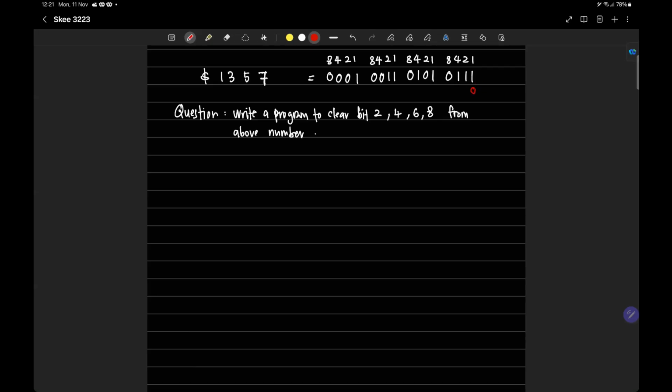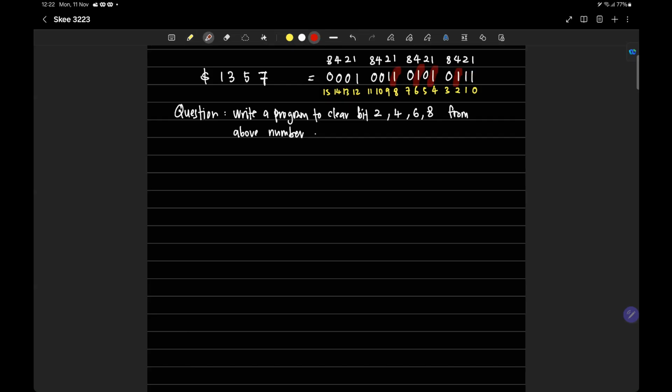So this is bit 0, 1, 2, 3, 4, 5, 6, 7, 8, 9, 10, 11, 12, 13, 14, and 15. Now I'm going to clear this bit, and then after that, bit 4, bit 6, and bit 8. So how to write the program?